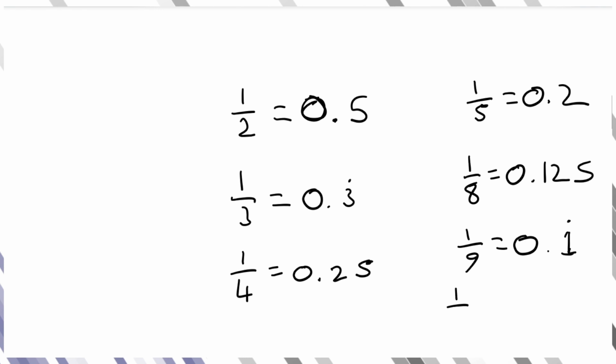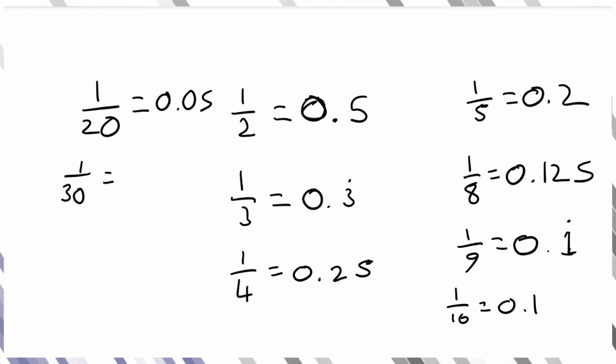And then a tenth is 0.1, and then you should probably be able to work out things like 1/20, which would be this but with an extra 0 before the 5, so 0.05. And it's the same for all of them. So 1/30 is 0.0 and then 3 recurring. So 1/30 is 0.033333333 forever, which is written like that, 0.03 with a dot above it. 1/40 would be 0.025, and we can just add a 0 before all of these.